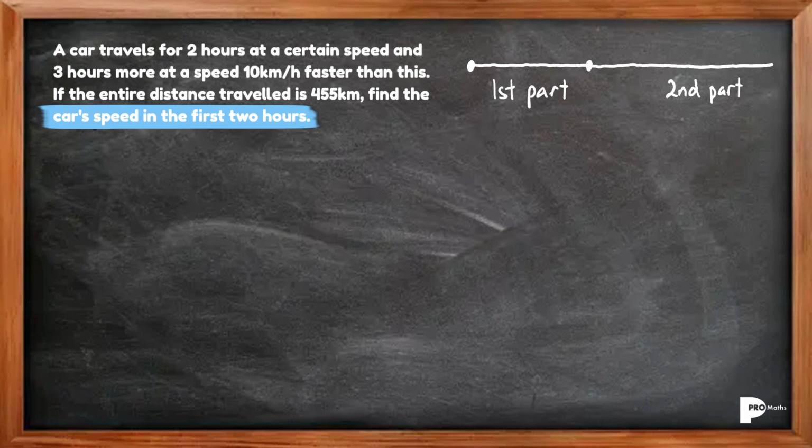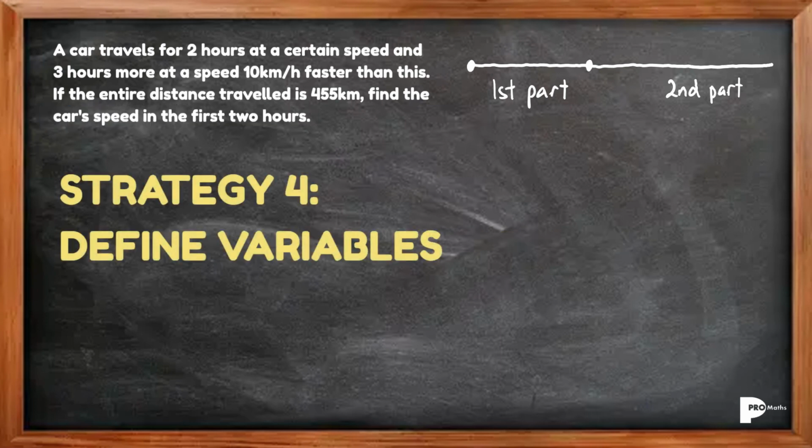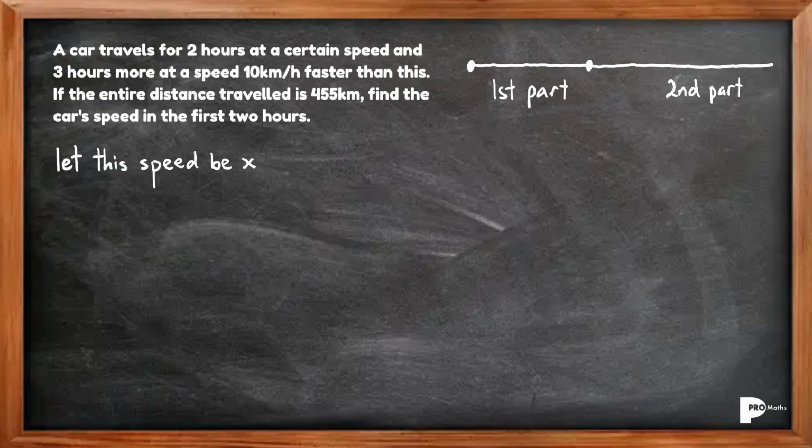Strategy 4 is to define variables. So we'll call this speed that we're trying to find x. By doing this, we can create equations and use algebra. If the creating equations and using algebra part is something you need to improve on, check out this video here.